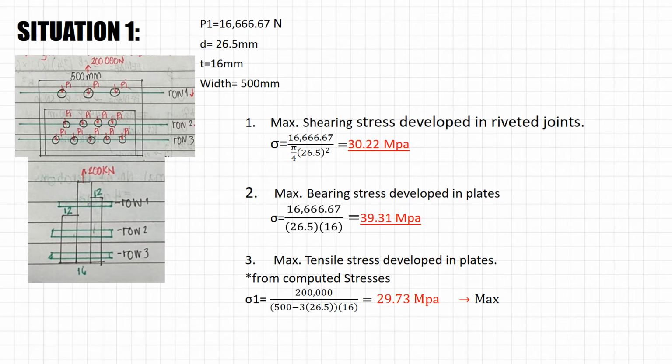Number 3, max tensile stress developed in plates. So para makuha natin max tensile stress, yan din yung nakumpit natin kanina na stress, which is yung pinakamataas lang sa kinumpit natin kanina nauna. Yun yung nasa row 1 na stress. So, equal siya sa 200,000 over 500 yung haba ng plate minus 3 multiply by 26.5, kasi ito yung rivets, minus natin yung rivets sa plates, multiply by 16 thickness ng plate. Equal siya sa 29.73 megapascal. So, yun yung maximum tensile stress.